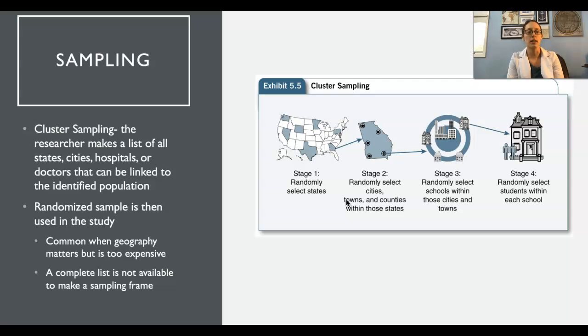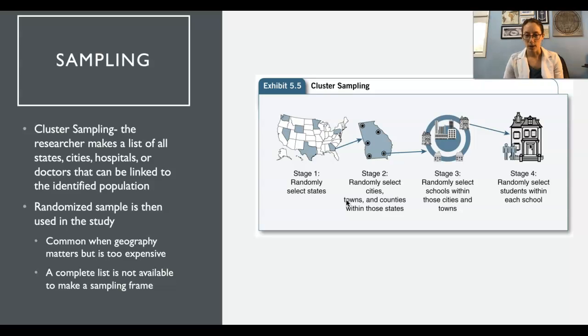So cluster sampling means the researcher makes a list of all the states, cities, hospitals, doctors, whatever, that's linked to the identified population. So a randomized sample is then used in the study. This is common when geography matters, but it's simply too expensive to study the whole state or the whole country. A complete list is not available to make a sampling frame, so we don't have a full sample here. We're trying to create a sample.